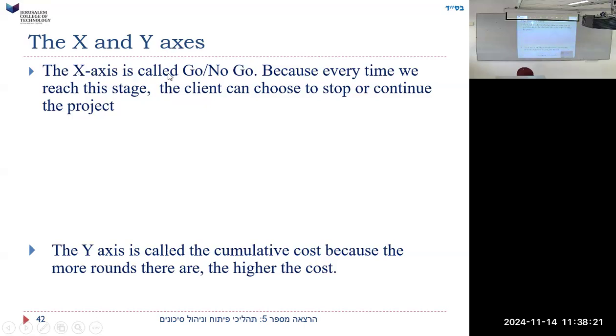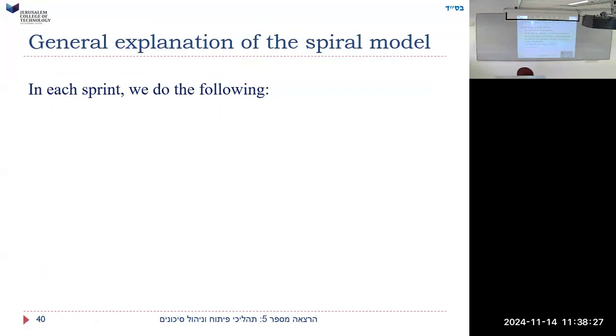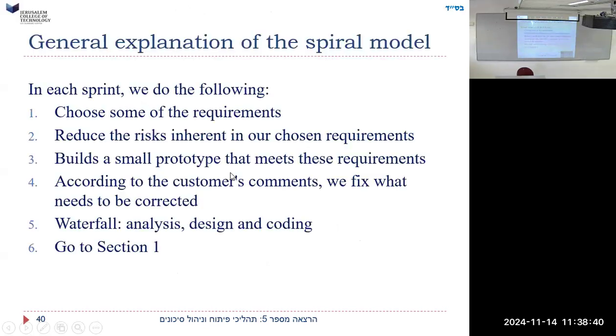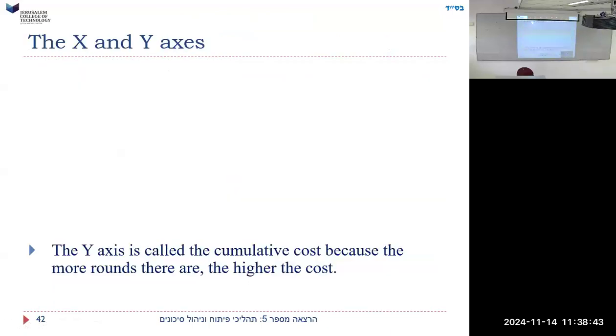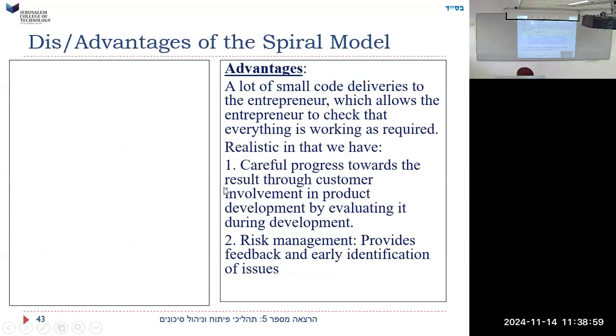The X and Y axes. The X axis is called the go, no go. Let's go back. This is X. Why does it go no go? Because every time we reach this stage, the client can choose to stop or continue the project. When do you reach the X-axis? After the risk analysis stage, and after the user evaluation stage, right?